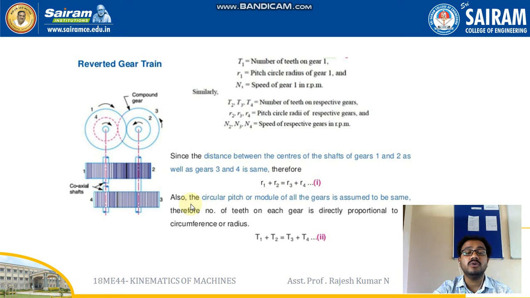It is the same. Also the circular pitch or module of all the gears is assumed to be the same. Therefore the number of teeth on each gear is directly proportional to its circumference or radius. Since the radius R1 plus R2 equals R3 plus R4, the number of teeth also will remain T1 plus T2 equal to T3 plus T4. So this kind of equation, the pitch circle radius equation and even the number of teeth equation, we can use for all the reverted gear train problems.